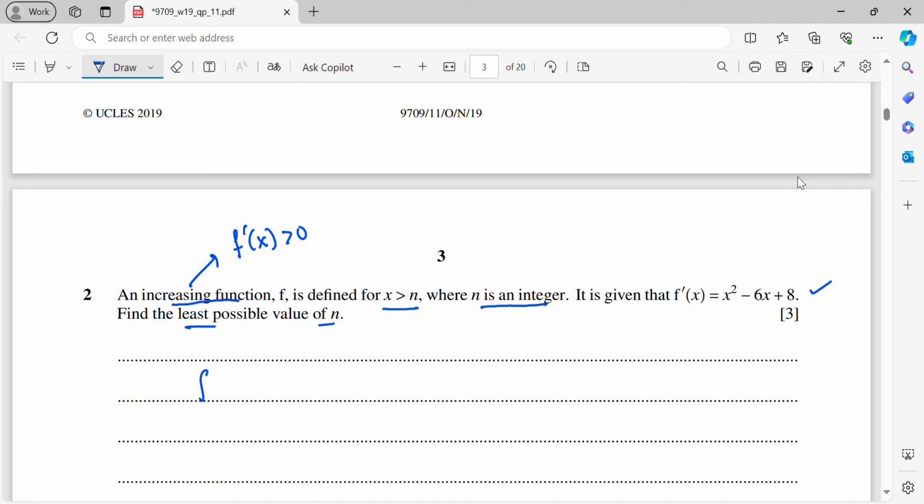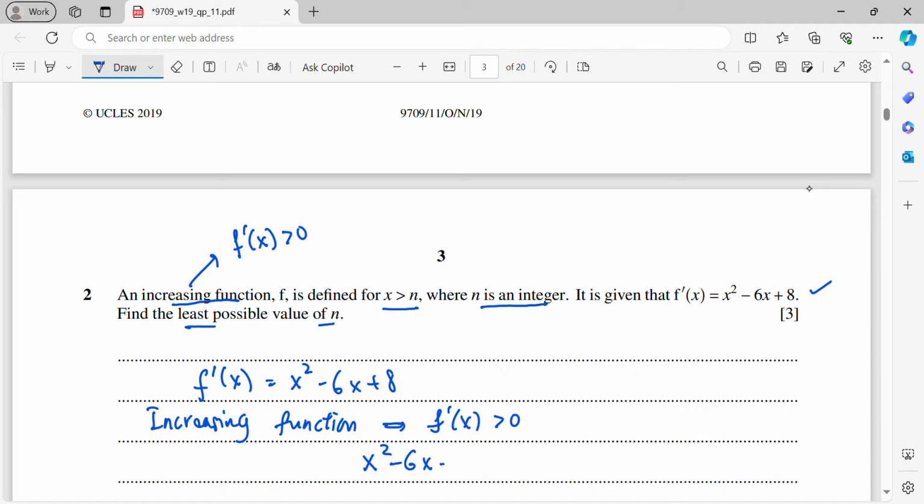Alright, so now f prime x is given, which is x squared minus 6x plus 8. And now it's mentioned that f prime x is greater than 0. So now you can just write increasing function, that means f prime x is greater than 0. Then from here, I will just write x squared minus 6x plus 8 is greater than 0.